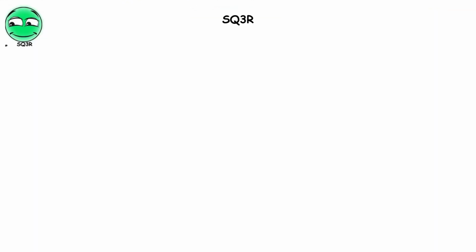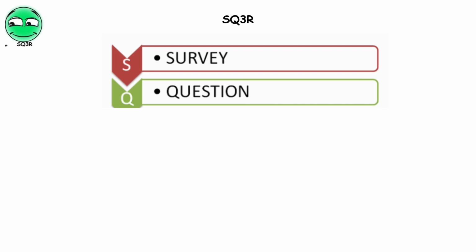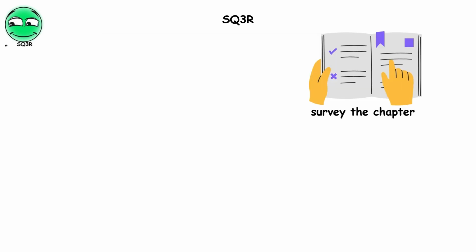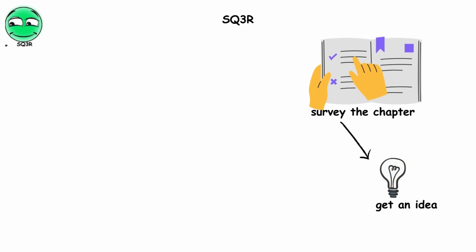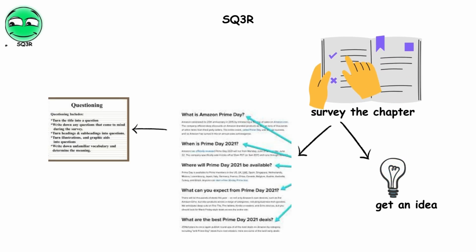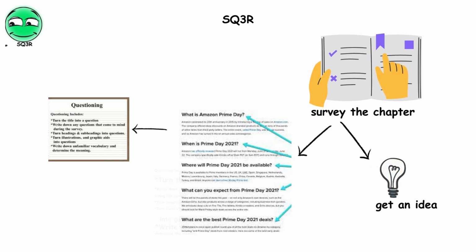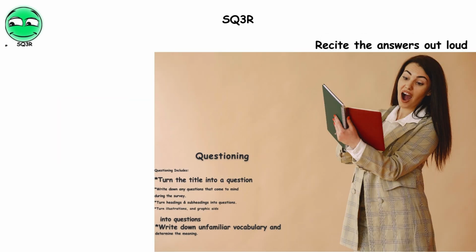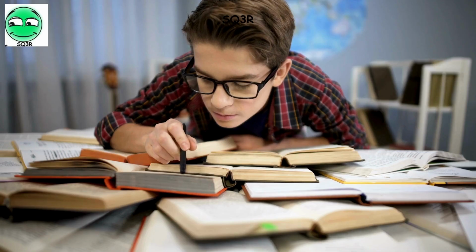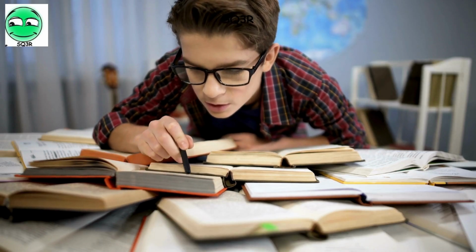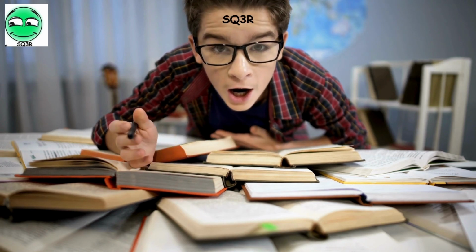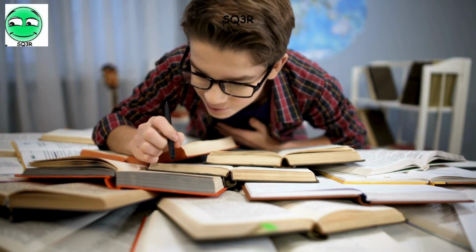SQ3R. SQ3R stands for survey, question, read, recite, and review. First, survey the chapter to get an idea of the content by skimming through headings and subheadings. Then, turn these headings into questions. Read the section to answer those questions, recite the answers out loud, or write them down. Finally, review the material to reinforce what you've learned. It's a structured way to get the most out of your reading and ensures you're actively engaging with the material.